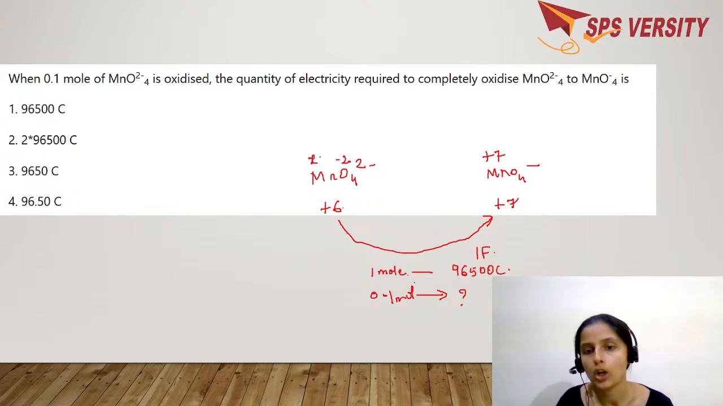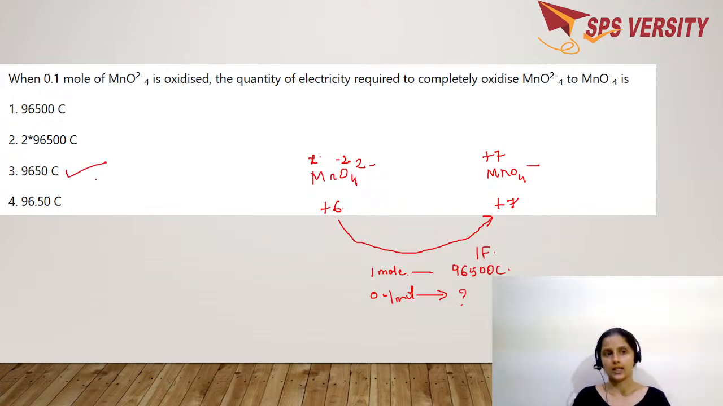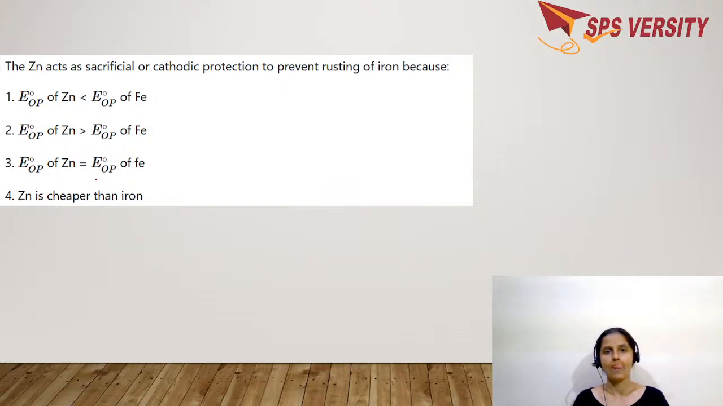So for 0.1 mole, how much do you need? Just do the multiplication: 96,500 times 0.1. That's going to give you 9650 coulombs. So option 3 would be the right answer. So the next question is here. We have the next question over here.